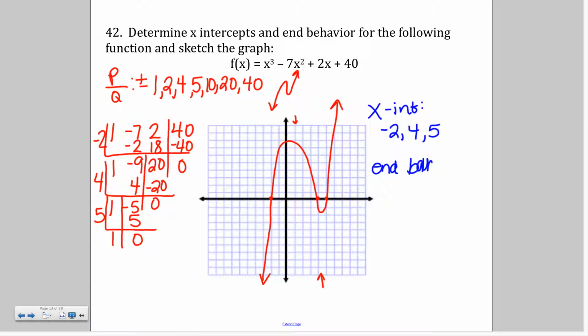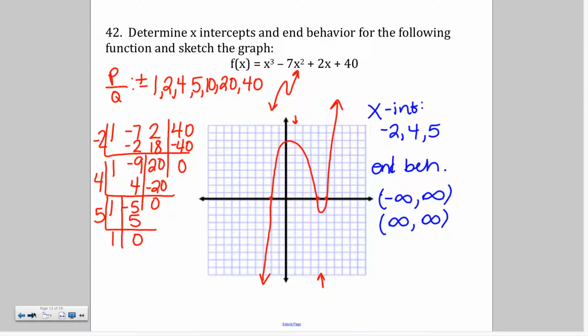So in behavior is what is happening to my graph on the end. So if I look at it, well, I'm waiting for this to erase. All right. So in behavior, as x goes to negative infinity, y is going down, so it's going to negative infinity. As x goes to infinity, y is going up, so it's going to infinity.